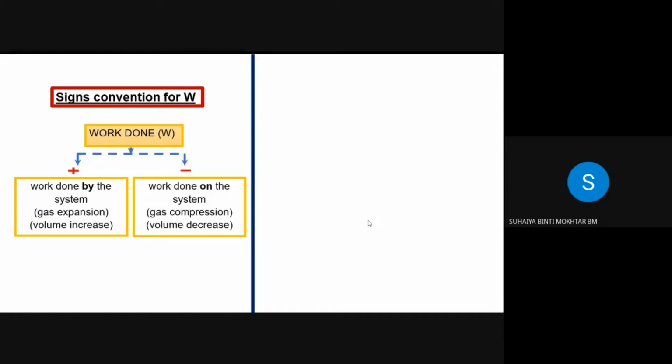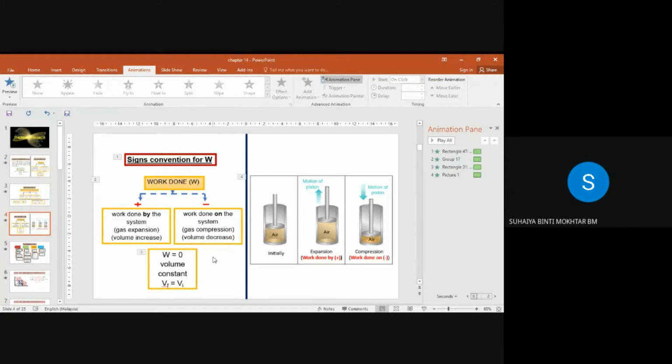So if the volume increases, the work done is work done by the system, a positive value. If the volume decreases, that means work is done on the system, so you get negative work done. And work done is zero, W equals 0, if the volume is constant. Constant volume means that V final equals V initial, so you get work done equals 0.